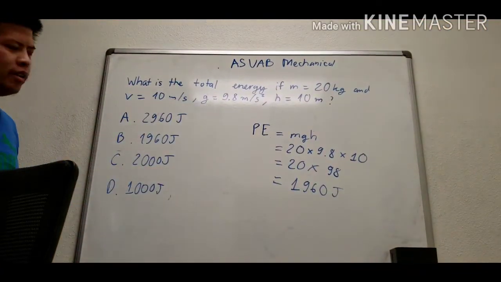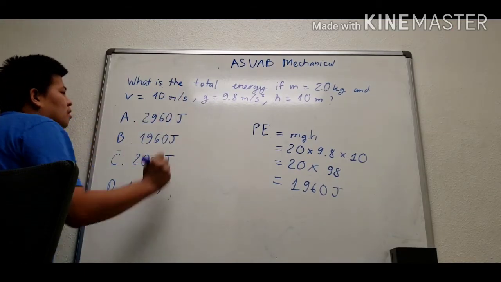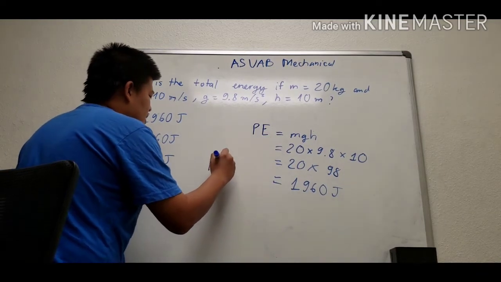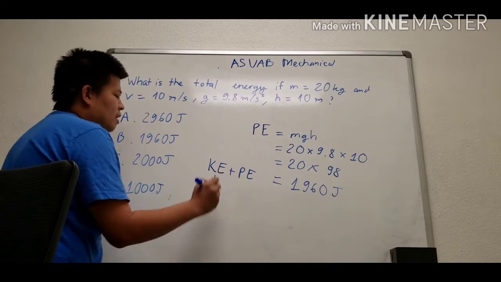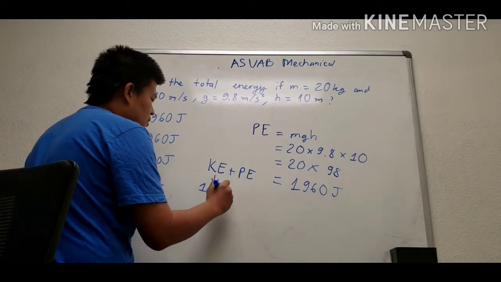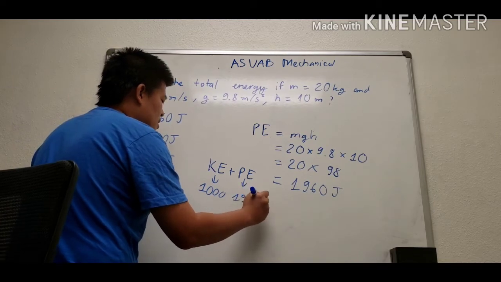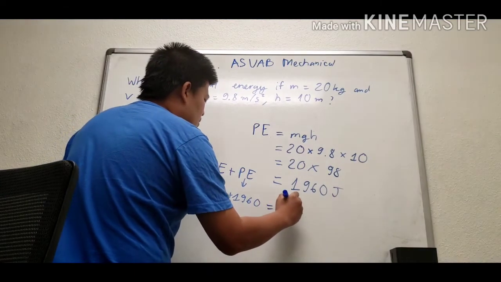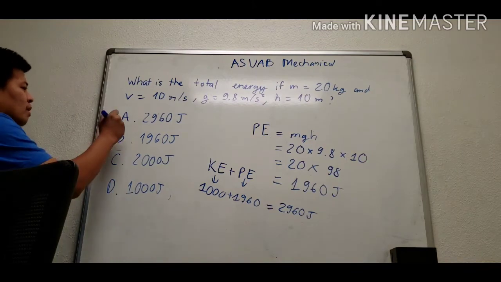What is the total energy if we have the data similar for this? So to calculate the total energy, we have kinetic plus potential energy. In the kinetic, we just calculated about 1000. Potential energy is about 1960. So the total two numbers together is about 2960. So the answer for this question is A.